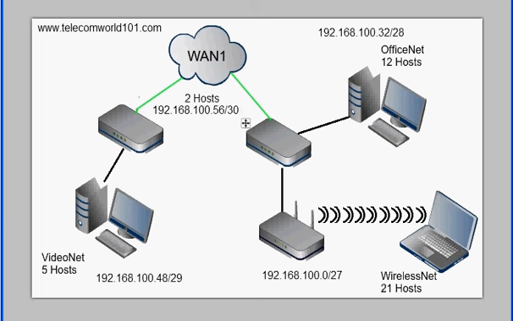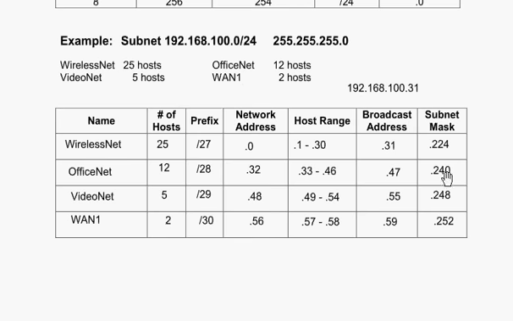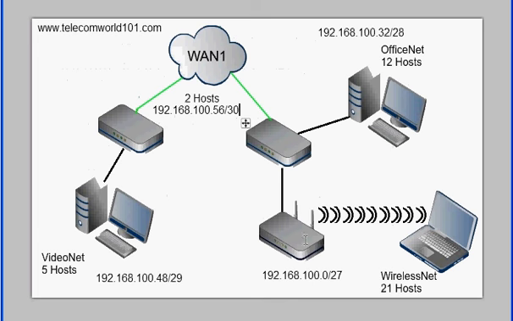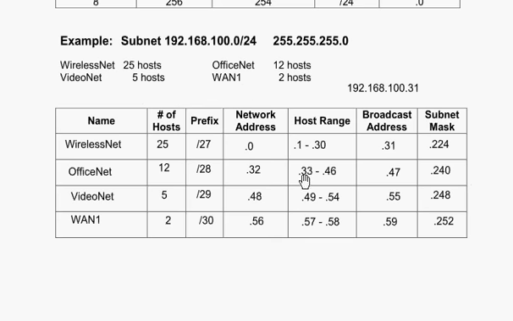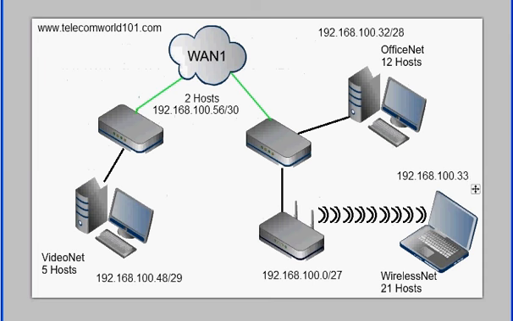Now, here's the power of where this network map comes in for troubleshooting. As an example, I'm going to assign a PC the IP address 192.168.100.33 on the wireless net. All of a sudden, it doesn't work. I'm going, why doesn't it work? You know, it's a .0 network, it should work. Well, if I come here and look, where does .33 exist? It's on the office net. It's not on the wireless net. We have it set up for the wrong network. So we can find things like that.